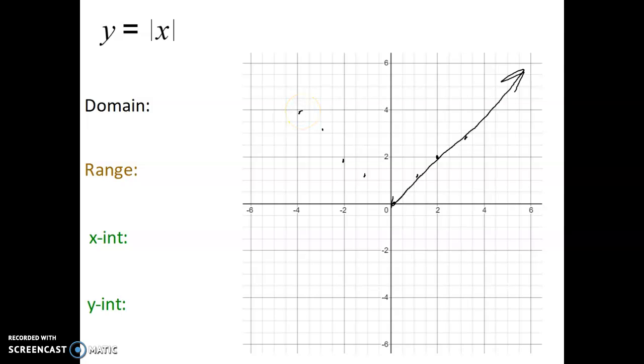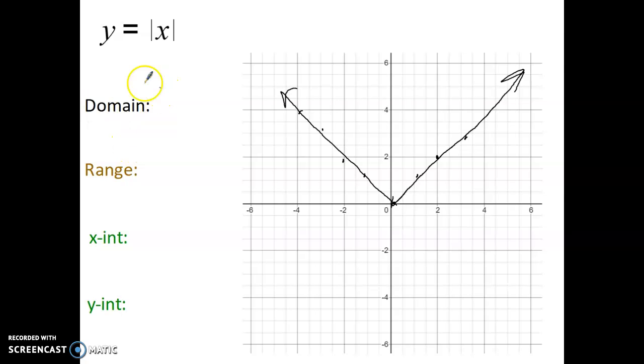And you can see, just like before, that's making a nice line. So it's linear to the right and it's linear to the left. And it makes a V shape. The parabola made a U shape, but the absolute value graph makes a V shape.